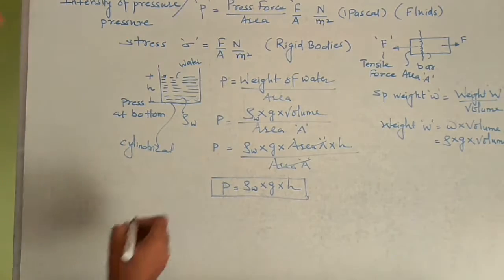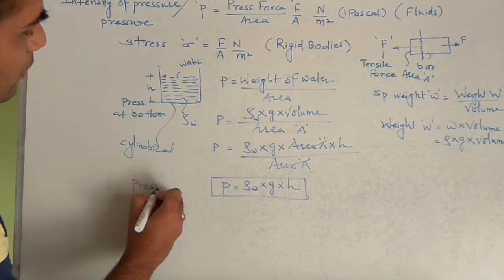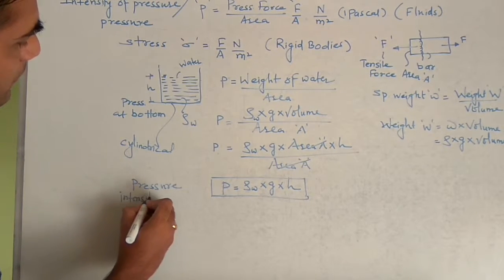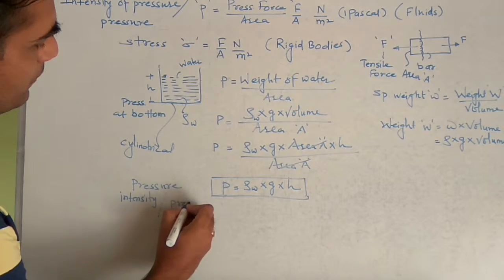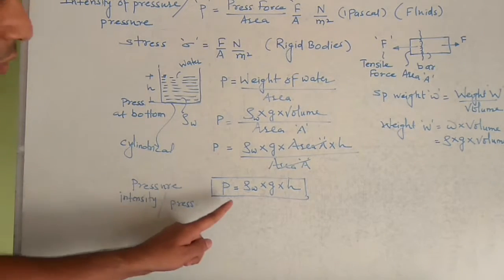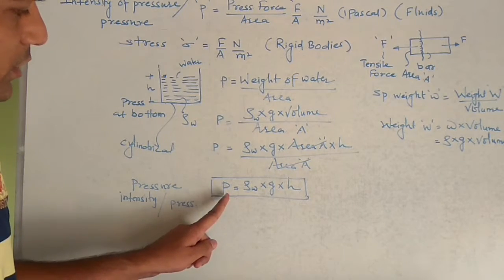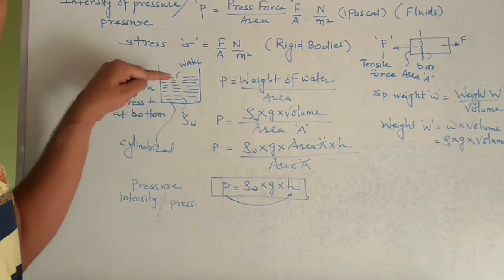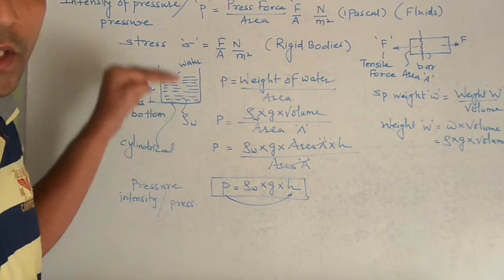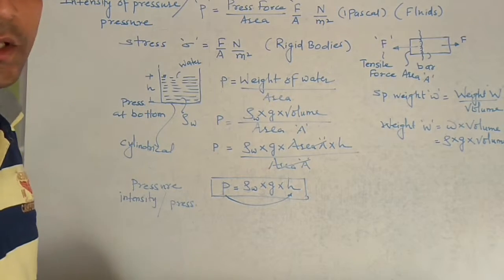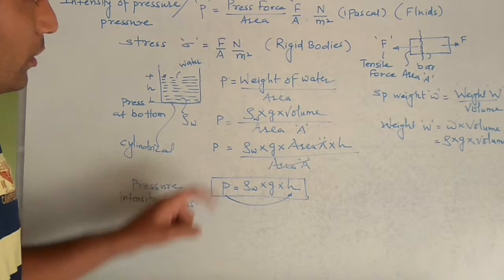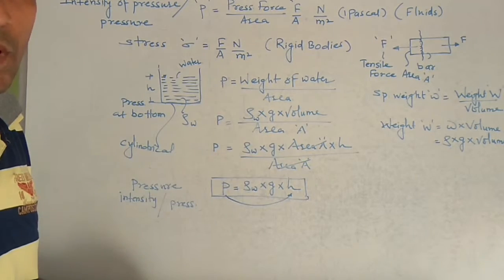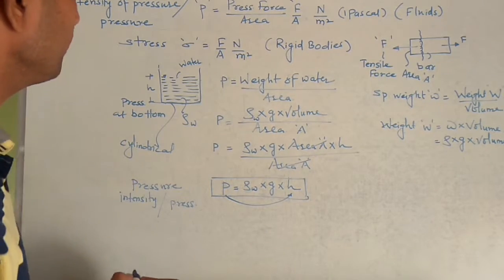This is the pressure intensity or simply the pressure. So from this formula we are saying that pressure intensity directly depends on the height of water h. If height of water increases, pressure intensity increases, and this doesn't depend on area. We may also conclude this from the formula.